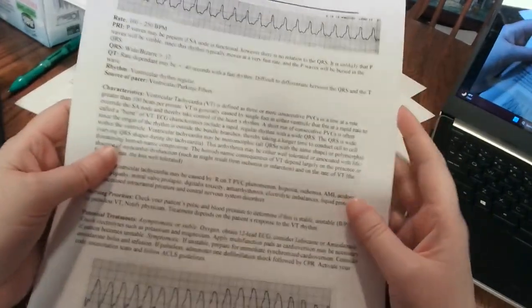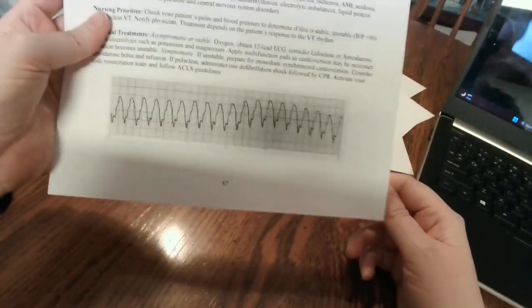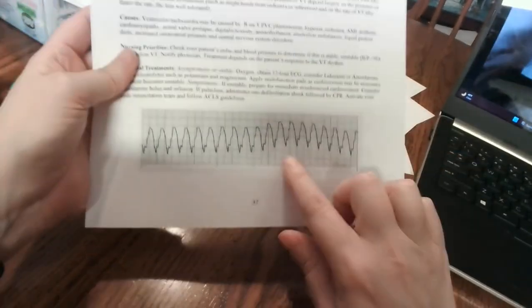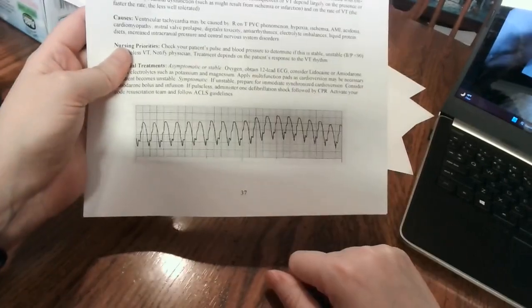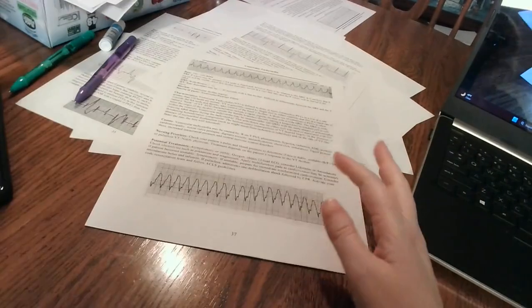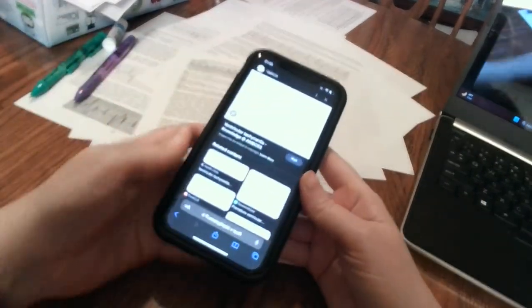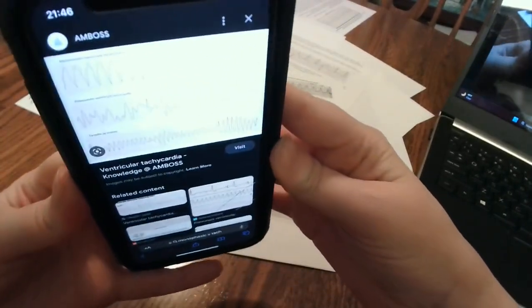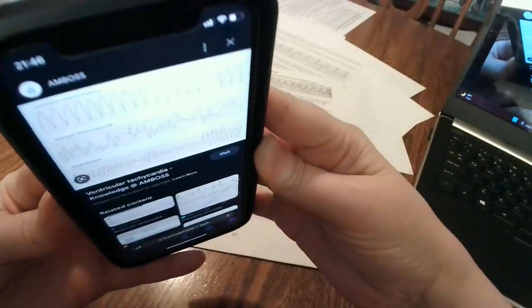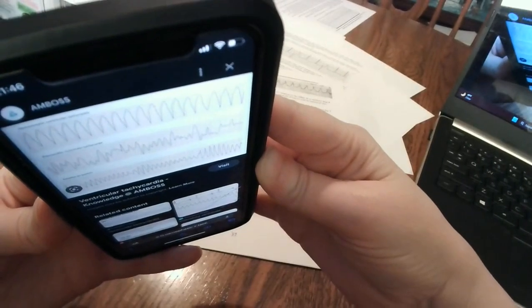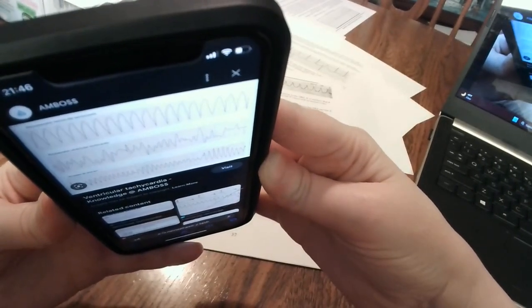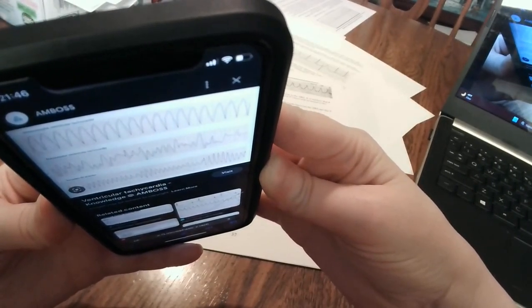I wanted these papers to have examples of the other kind, but I don't think they do, because that's another monomorphic. Even though it kind of goes up, that's probably just respirations. So that's not great. So I pulled this up on my phone, and you have to look at it at a weird angle. Let me get it. There you go. You can kind of see it. So the top one is the monomorphic VTAC. See how it's the same over and over again?